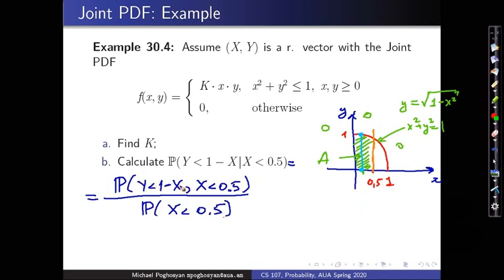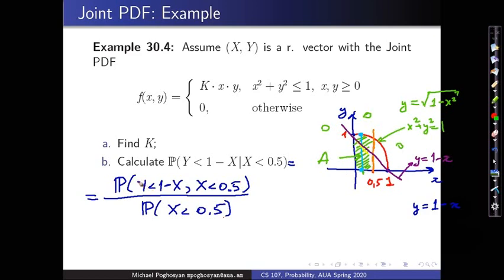Y is less than 1 minus x. So I'm drawing the line y is equal to 1 minus x. This is the line passing through the points (0, 1) and (1, 0). You can check that it is passing through these points. So if I draw, I will have this line. Well, maybe I will take another color. Yeah, so this is the line with the equation y is equal to 1 minus x.